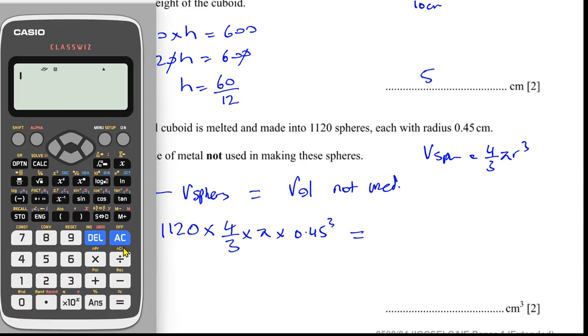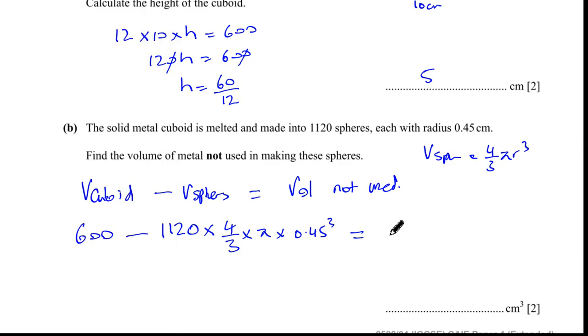So we have 600 minus 1,120 times 4 over 3 times pi times 0.45 cubed, which gives us 172.492.